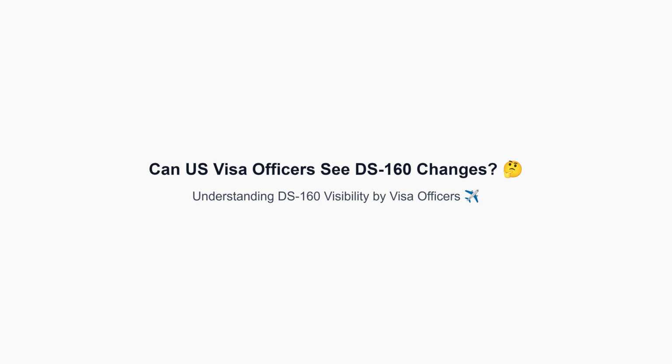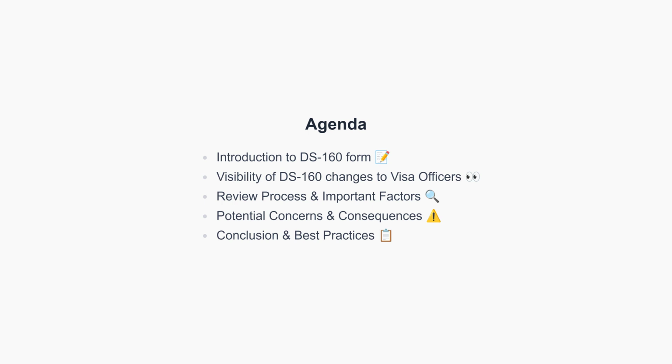In this video, we'll explore whether U.S. visa officers can access different versions of your DS-160 form and how they might affect your visa application. Here's a quick overview of what we are going to cover today. We'll start with an introduction to the DS-160 form, discuss whether U.S. visa officers can see changes made to it, and how these changes are reviewed. We'll also talk about potential concerns and consequences, and conclude with some best practices to follow.